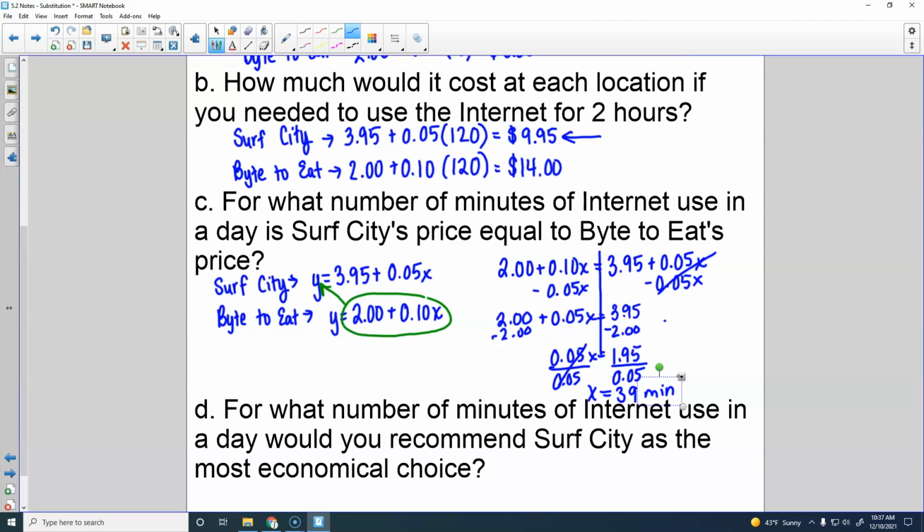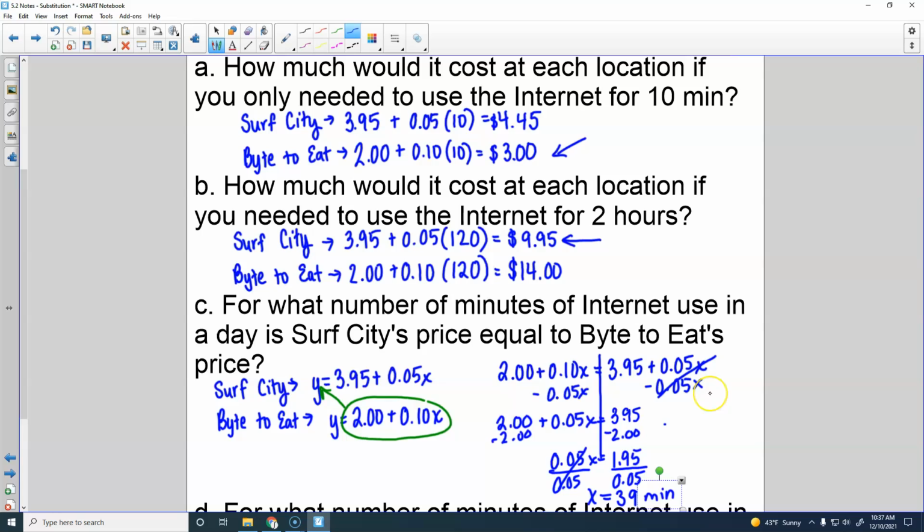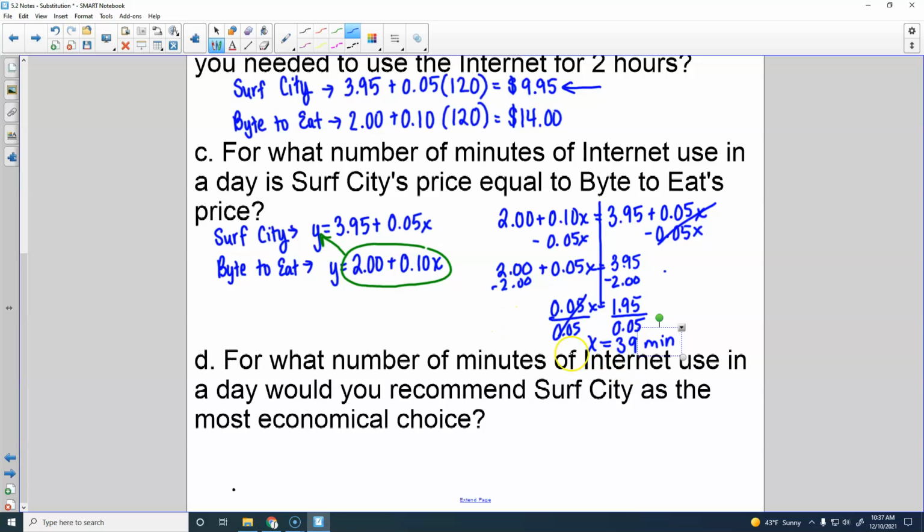Okay, so for this last question, we don't really have to do any more math. We sort of just have to put together what we know. So for what number of minutes of internet use in a day would you recommend Surf City as the most economical choice? So Surf City, was it cheap for short amounts or longer amounts? Longer amounts. Right here at 10 minutes, it cost more, but whenever we went to 2 hours, it cost less. So we know they equal each other at 39 minutes. So when would it be good to choose Surf City over Bite to Eat?